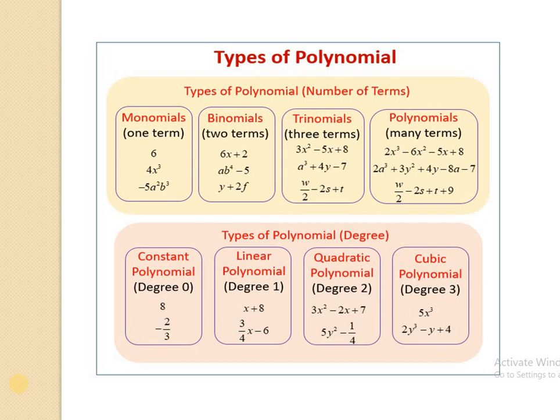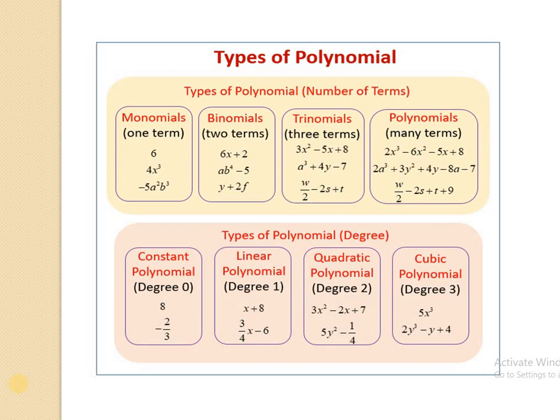Now, another category is according to degree. I mean types of polynomial according to their degree. First is constant polynomial. In this type of polynomial, degree is 0. Or you can say no variable is there. Only constant terms or numbers. For example, 8 and simply minus 2 by 3.